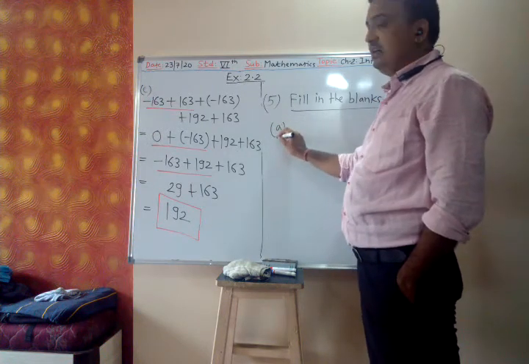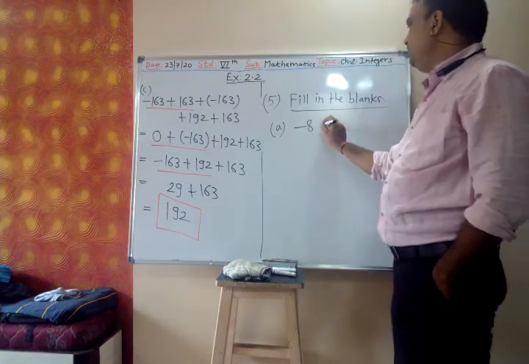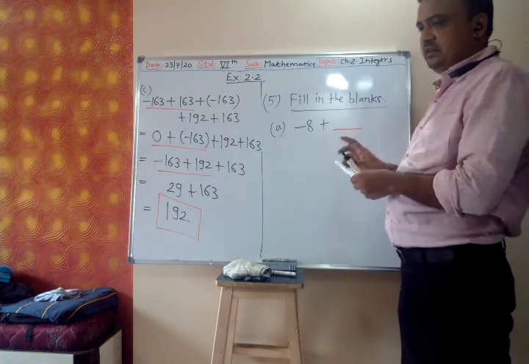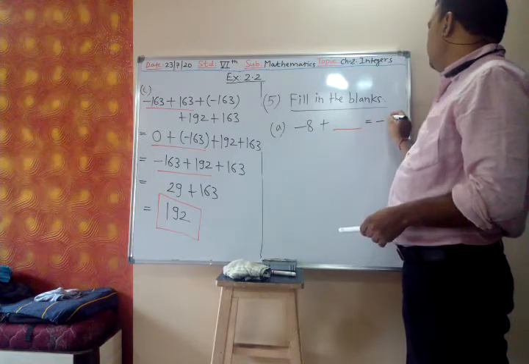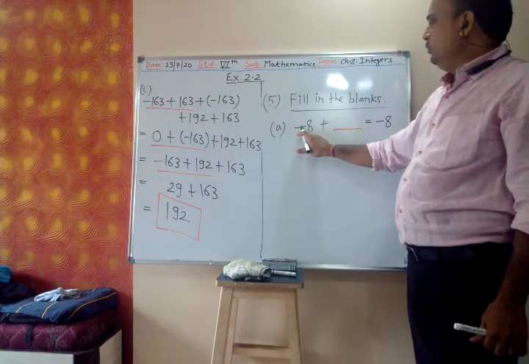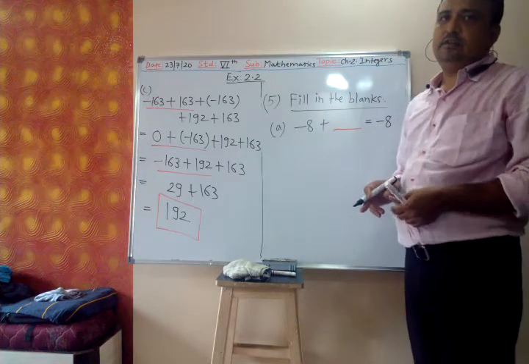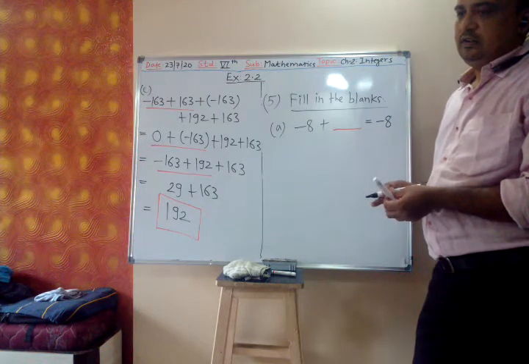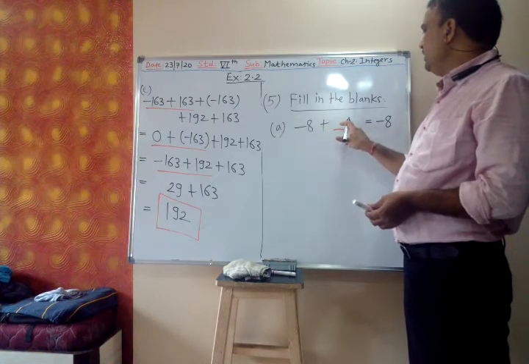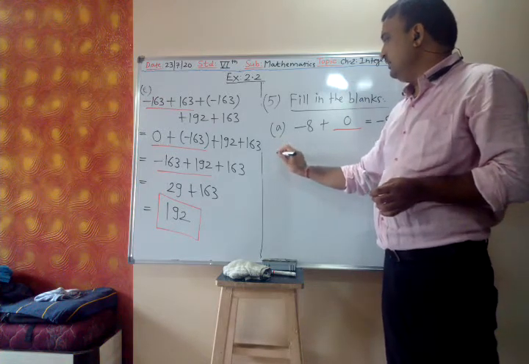Minus 8 plus dash is equal to minus 8. In the notebook you have to write: minus 8 plus which number will you add to get minus 8? 0. So you have to write the reason.